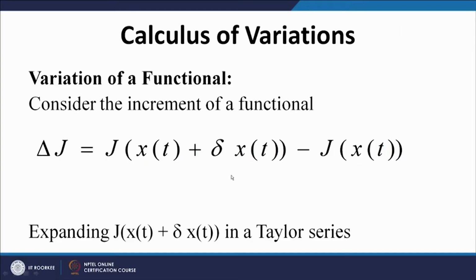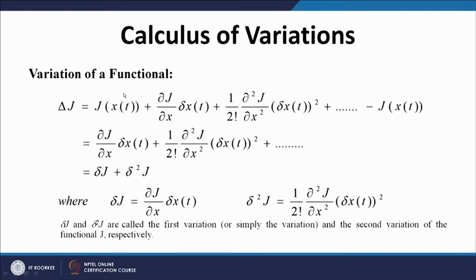So, this means we are subtracting the value of J at the x(t) point from the value of J at the point varied by δx(t) in x(t). To expand this we use the Taylor series, and we find that the increment can be expressed as the first variation, second variation and other higher order terms, where the first variation is defined as the linear term, which is ∂J/∂x into δx(t). The second variation is 1 by factorial 2, ∂²J/∂x², δx(t) squared.